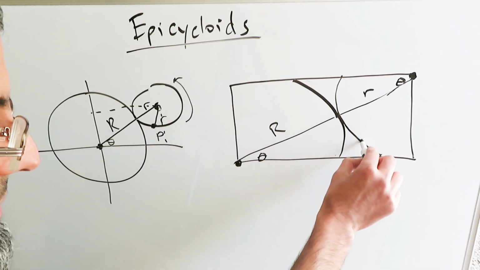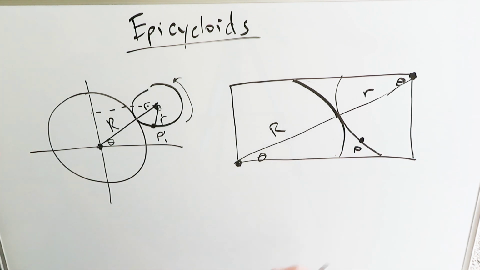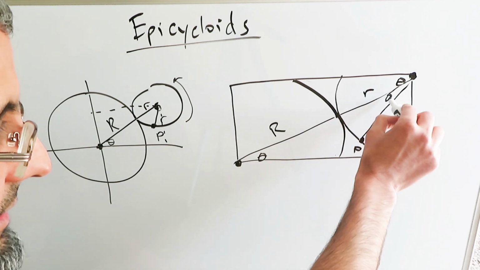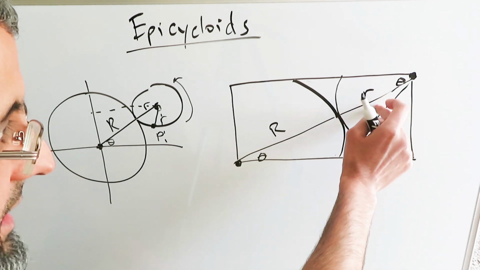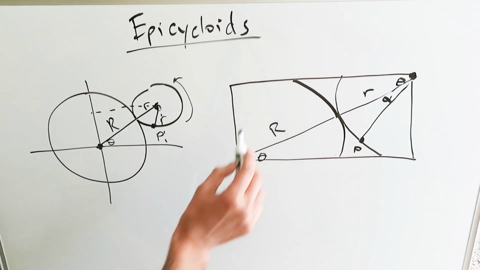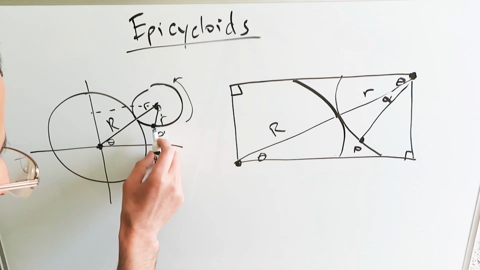My point P represents right here on the small circle. It is what's going to trace that epicycloid. From this center, I'm generating a certain radius, and we'll call this angle an angle alpha. Now you have everything you need in terms of a representation to get started. Right angle, right angle. We need to determine this point P.